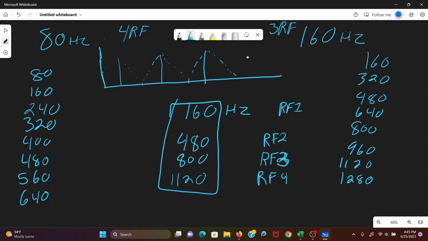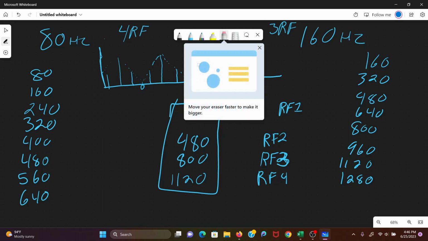So 80 will be like here. 320 is right here, so that's not getting accentuated at all. 240 is right there. 400 is there. 480 is there. It's accentuated quite a bit. 560 right there. 640, nothing. Oh, did I get off? I got off. Sorry about that.